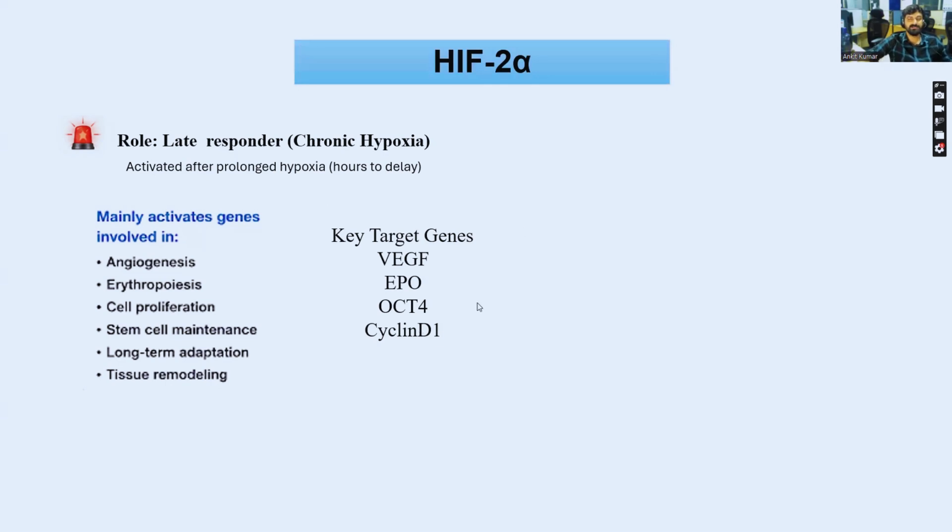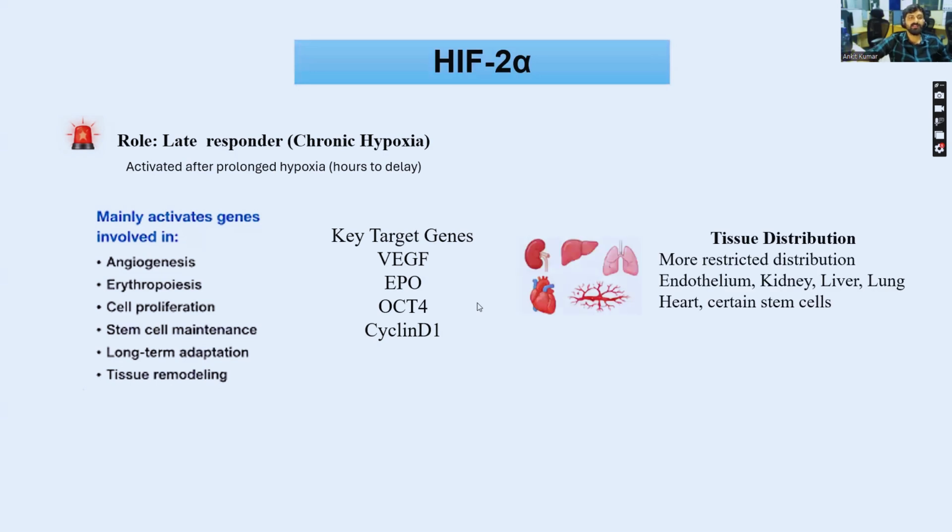I'm not going into the details of all of these genes. Just this is the key factor. And then it's important to understand in which tissue this HIF-2 alpha is getting expressed. So, you can see that endothelium tissue, kidney, liver, lungs, and heart, certain stem cells also, it is getting expressed in prolonged hypoxia condition.